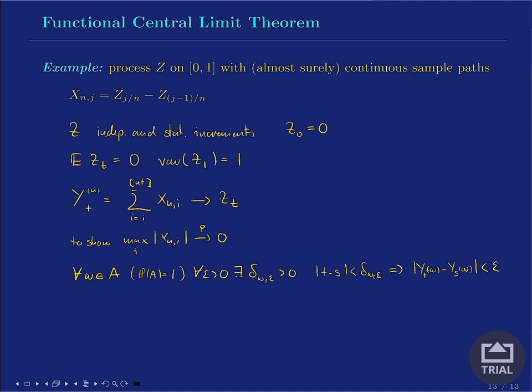It should be noted that because we have here a compact interval [0, 1], and the sample path is continuous at every point, that means that we have uniform continuity, and this delta(omega, epsilon) is independent of the time points t, s. So we can use the same delta for all intervals across our interval [0, 1].